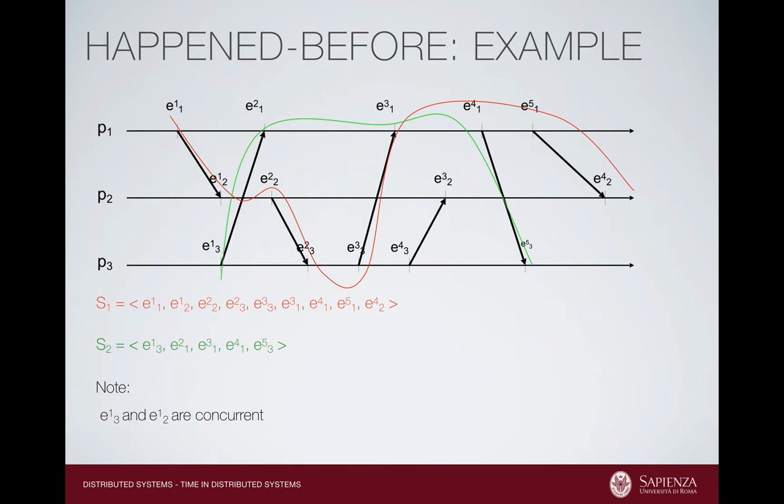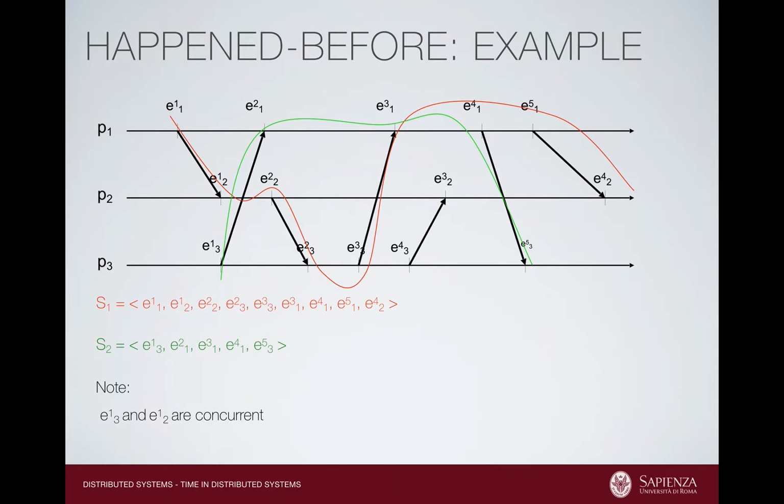So if we take the first event of the green line and the first event of the red line, they are concurrent, meaning that the two events are totally independent and they cannot influence each other. So again, what do we mean by they cannot influence each other? We mean that the events happen at the same time and neither event has knowledge of the other.